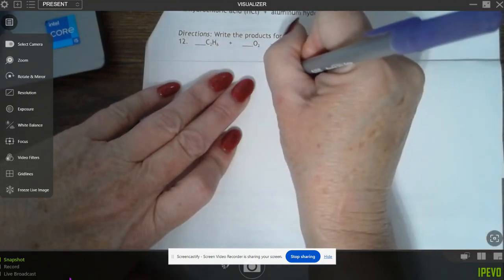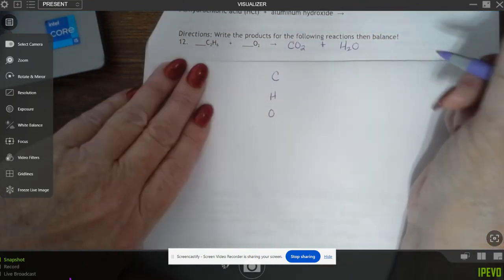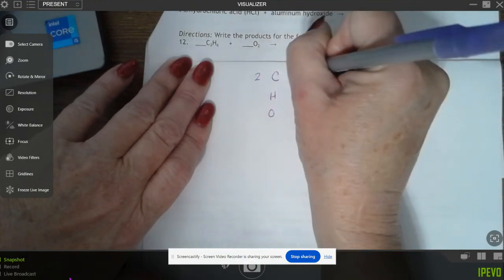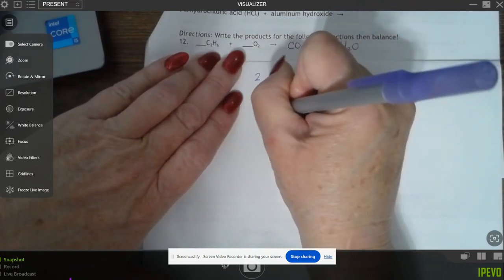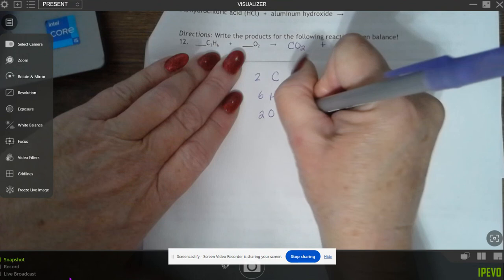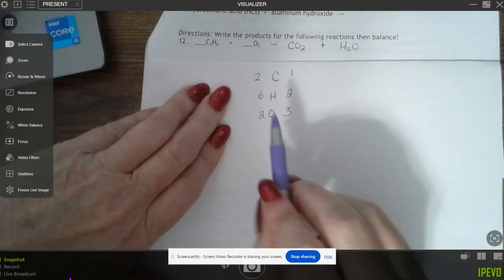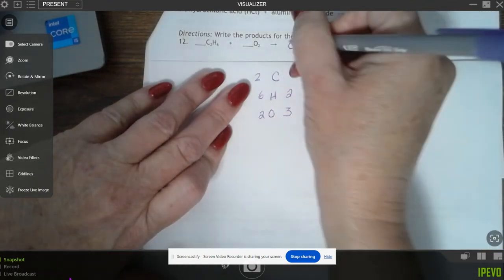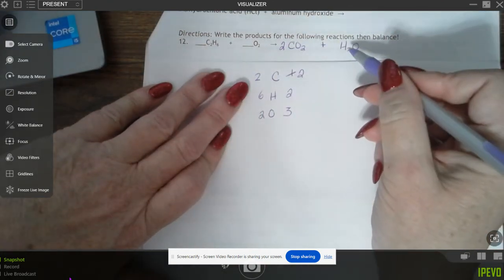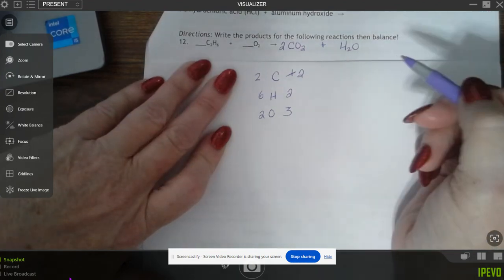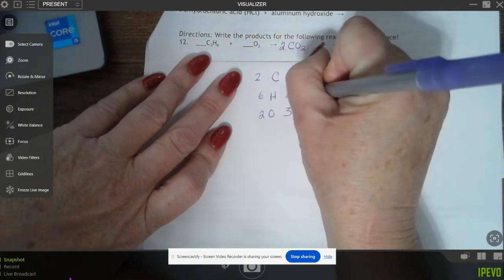Okay, now carbon, hydrogen, oxygen. Do them in this order. So carbon, there are 2 carbon here, 1 carbon here, 6 hydrogen, 2 hydrogen, 2 oxygen, and 3 oxygen. Don't forget we've got 2 here and 1 here, so 3 oxygen. All right, now I'm going to balance the carbon first. If I put a coefficient of a 2 here, that gives me 2 carbon. I'm not going to add up the oxygen until I get the water done because it'll change. Okay, 6 hydrogen. So if I put a 3 here, I have 6 hydrogen.